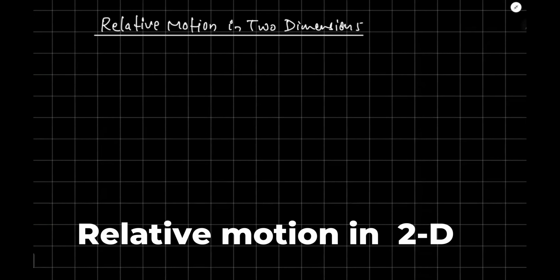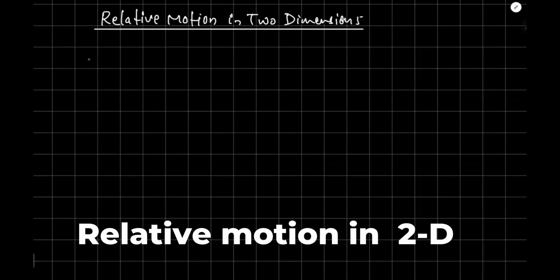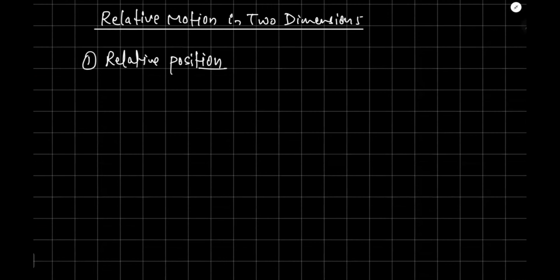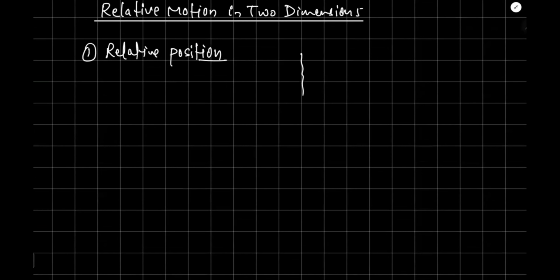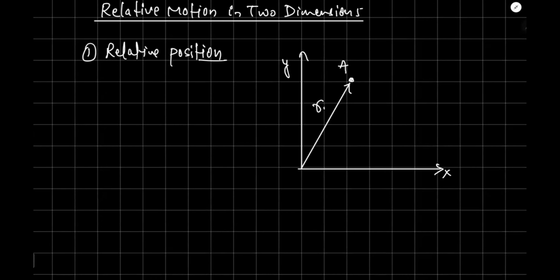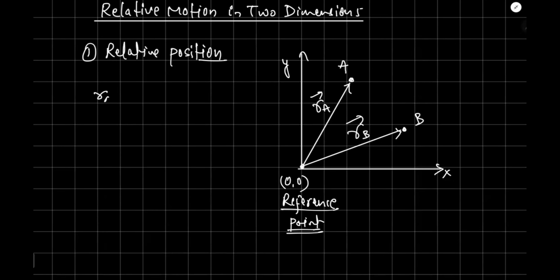Relative motion in 2 dimensions. तो आपको पता है what is the first thing that we are going to define? The relative position. So we'll take everything in 2 dimensions. So let's suppose this is our y-axis and this is our x-axis, and there is one particle, let's say A. So I can say the position of this particle is RA vector in vector form. Similarly, take there's another particle B, and I can say the position of this particle is RB. This 0, 0 is my reference point, जिसके रिस्पेक्ट में हम सब कुछ मेजर करेंगे. I can say the position of A is RA vector and position of B is RB vector.